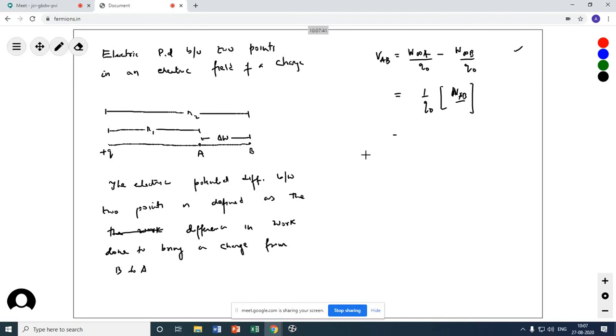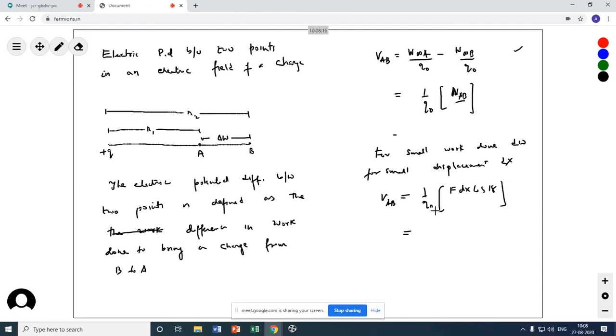So then for small work done dW, for small displacement dx, it will be what? VAB will be 1 by Q naught F dx cos of 180. So then now we need to integrate it to get the complete work done.